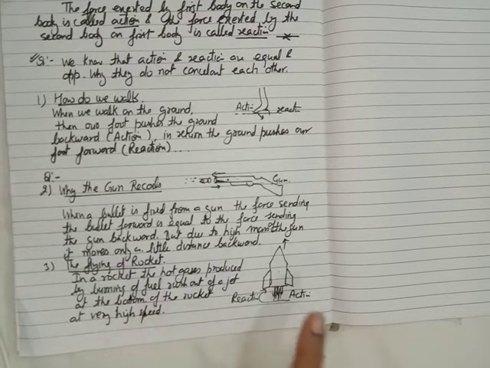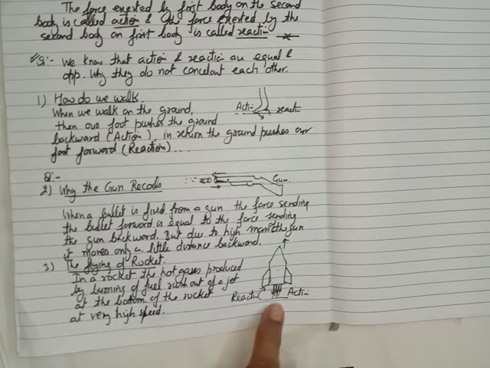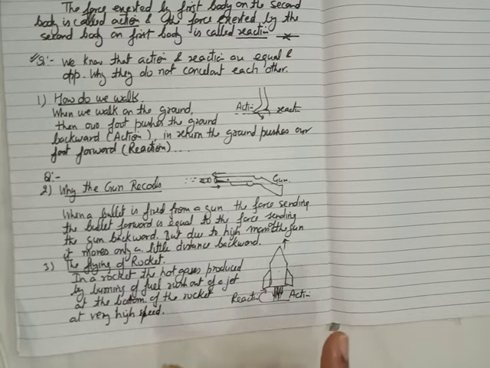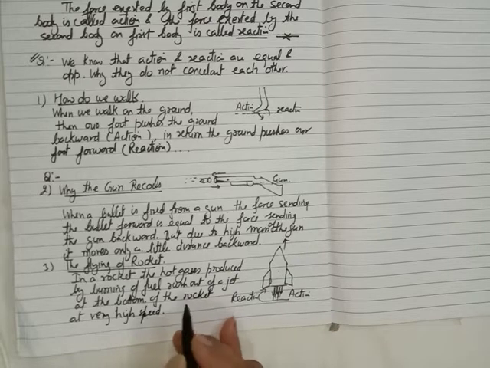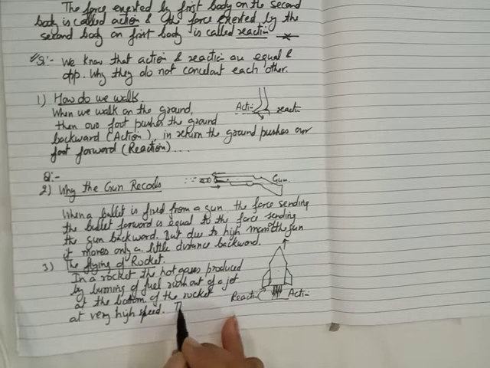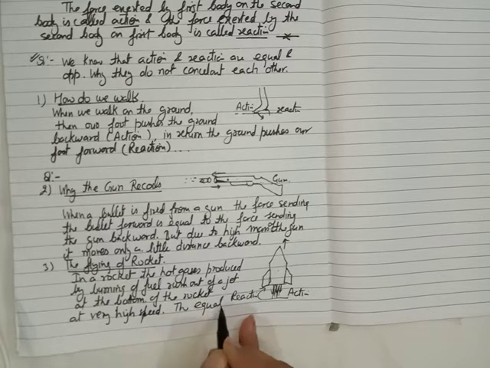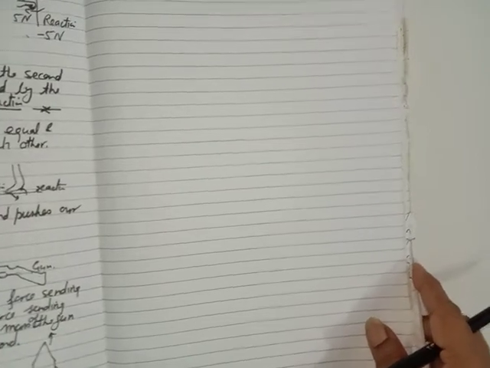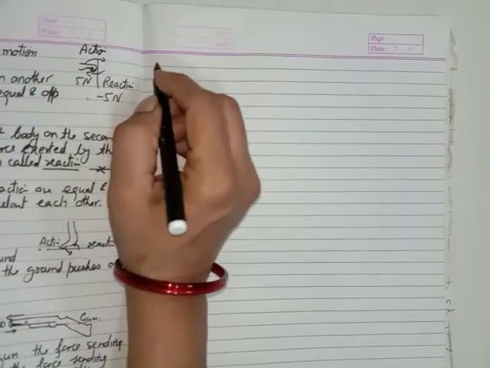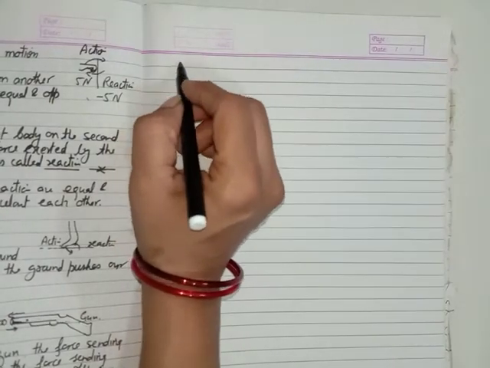And due to this high speed, we know that the force exerted by the rocket on the floor is in very large quantity. This is called the action. The equal and opposite force is also exerted.